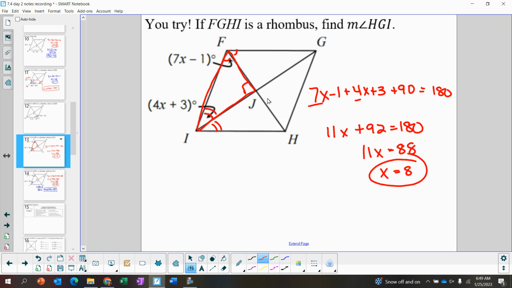I'm looking for HDI. So this angle here is what I was looking for, and that should match the 4x plus 3. So we plug in 8, 4x plus 3, 32 plus 3 is 35. So the measure of angle HDI is 35 degrees.